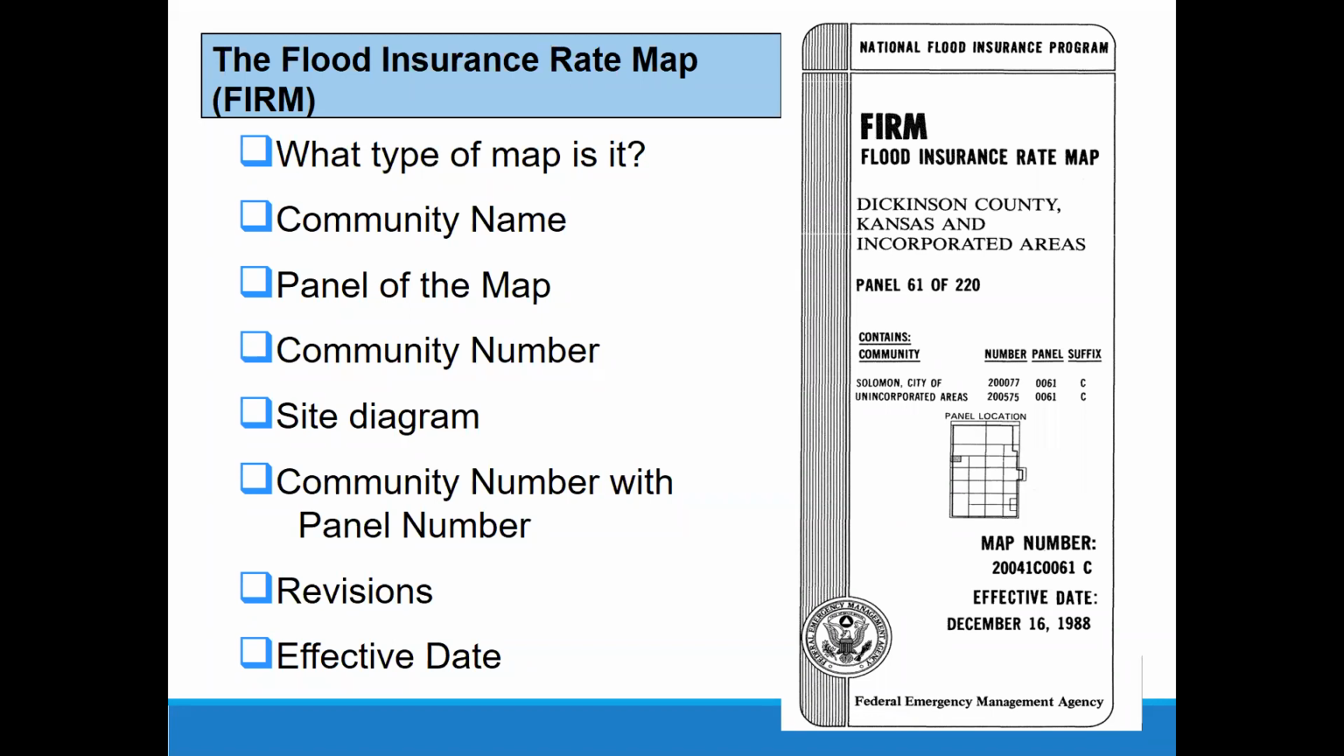Now, if you ever fill out a FEMA form and it asks you for the map number or panel number, don't get fooled by where it says panel 61 of 220 about halfway down. Go to the bottom where it says map number and it's 20041C0061. That's your full map number. C is the revision number. Again, I'm not going to read everything to you, but if you look at this checklist on the side, all this information is on the map legend.